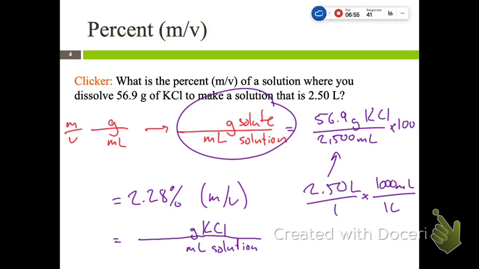Does anyone want to volunteer to fill it in? I might be wrong, but. Is that wrong? All right, what do we think?